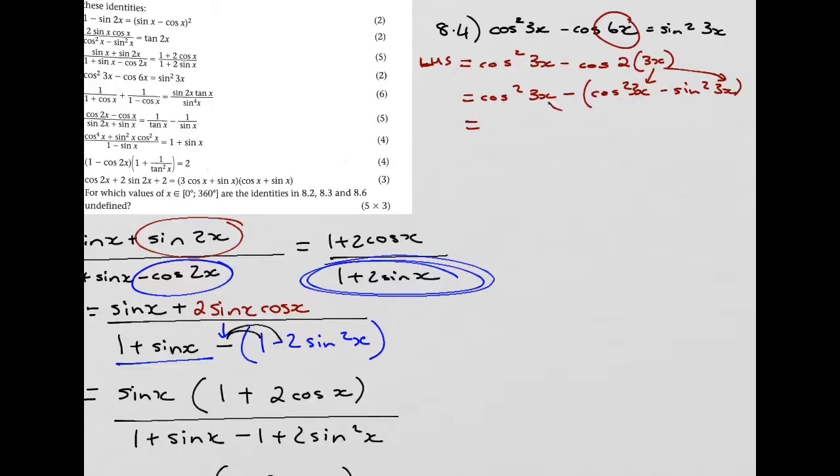So that's going to be cos squared 3x minus the cos squared 3x. So the cos squared 3x's are going to go, and we're going to be left with negative times positive is positive sine squared 3x, which is our right-hand side. So you have to recognize, unfortunately, the 6x situation, otherwise you won't be able to carry on with the question.